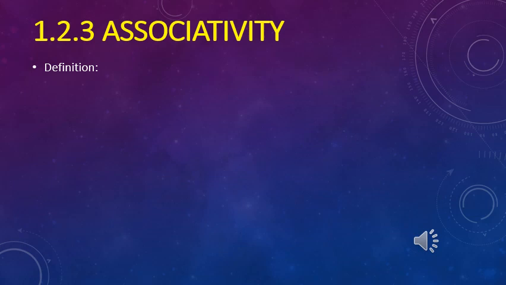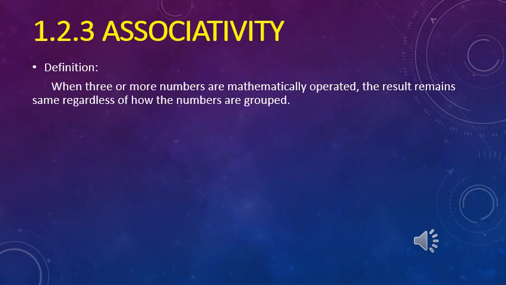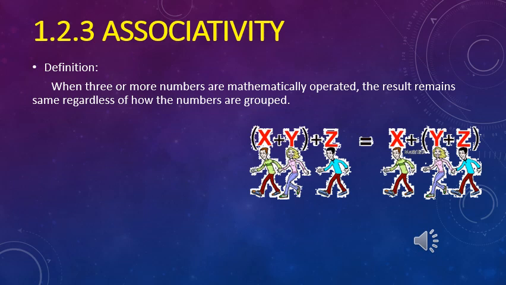Now let us explore the next property, associativity. Associativity states that when three or more numbers are mathematically operated, the result remains the same regardless of how the numbers are grouped. Consider the example.